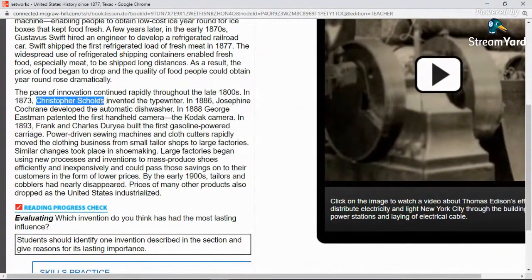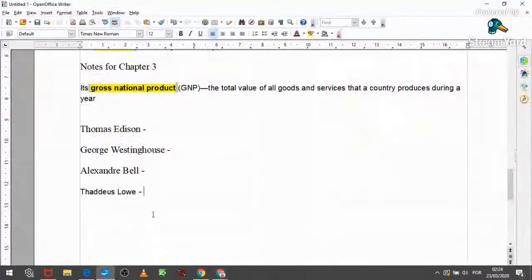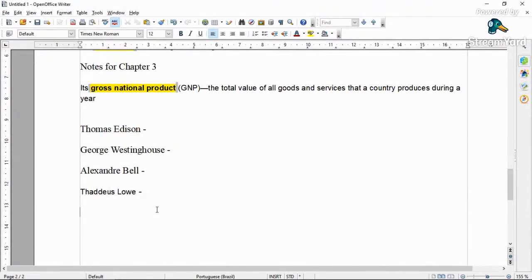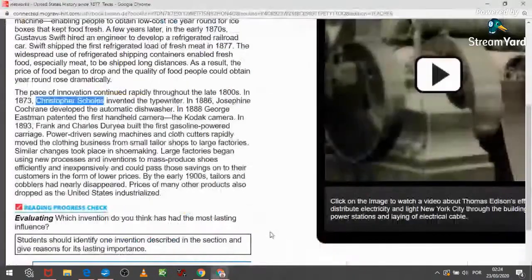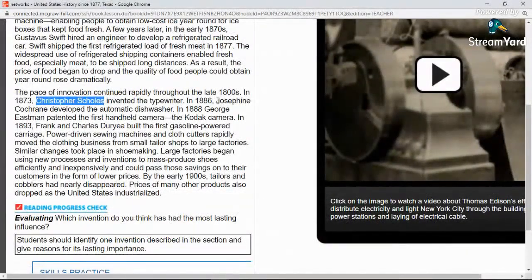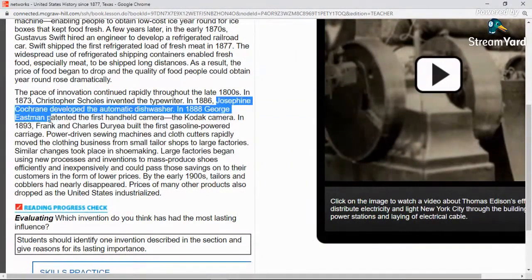We had Christopher Scholes. So if you want to write his name down here, you can. And it says that he invented the typewriter. And then who else? I'm not going to write all of them. So you'd be a good student there at home. You can talk about Josephine Cochran, the automatic dishwasher. That's the machine to wash your dishes.